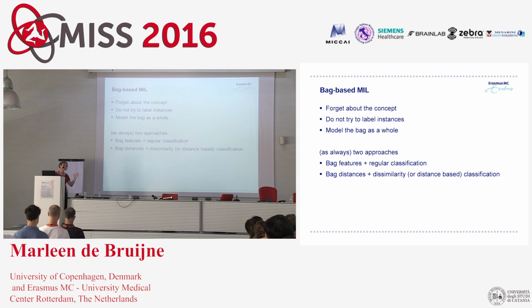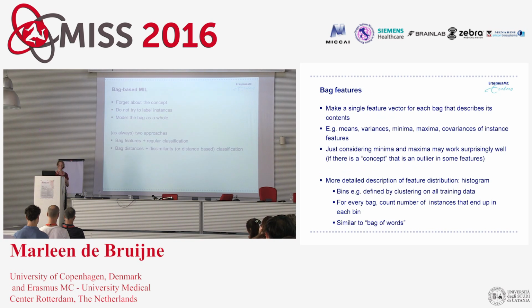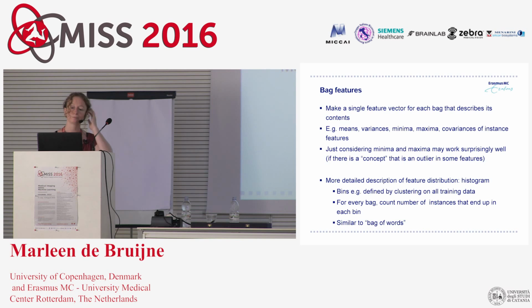So we have this collection of instances that we want to describe as a whole, as good as possible. Of course, how you can best describe that depends on the type of data that you have and the problem that you try to solve. So you make a single feature vector for each bag that describes all the individual feature vectors of the instances. And you could think of, for instance, just take the mean instance, or take the range of feature values you find within your bag, the minimum and maximum, the variances, the covariances.